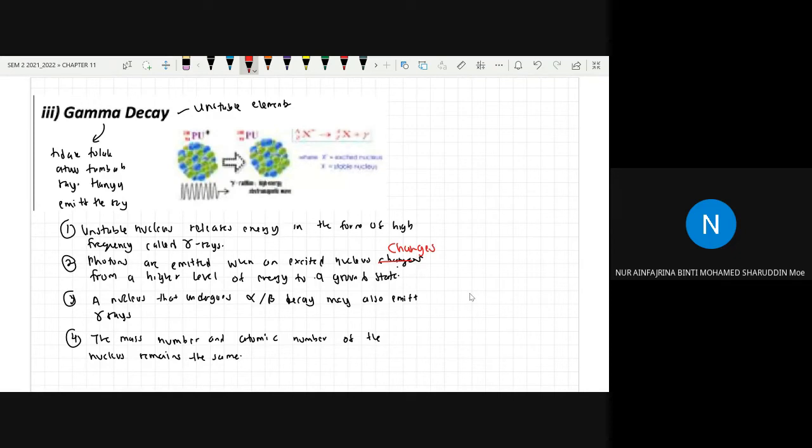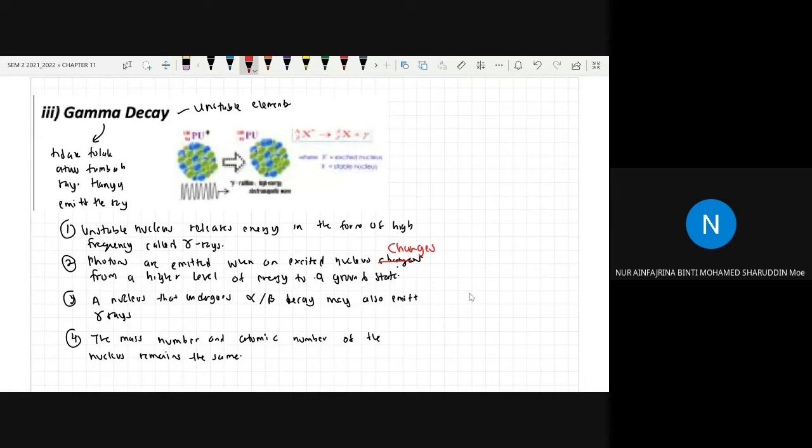Changes from a higher level of energy to a ground state. Meaning, you will have an excited nucleus, a big nucleus at a high energy level. Until it changes its energy to the ground state. Once it has changed energy, only then are photons emitted.